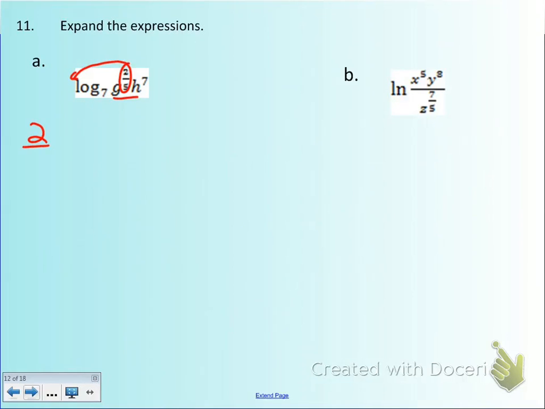So we should have 2/5 log base 7 of g plus, same thing with the h to the 7th, we're going to bring that 7 out in front. So it's 7 log base 7 of h. And that's your answer. Part B, same concept. We're going to be expanding this one.